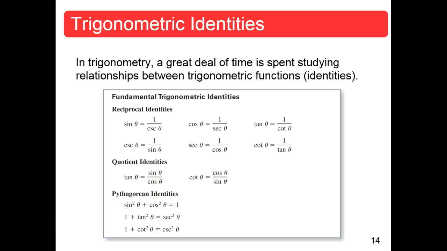The quotient identities, and I've also seen texts that use the name ratio identities. The big ones are tangent is sine over cosine. I've already been using that, and cotangent is cosine over sine, the reciprocal of that, okay? So those are your two quotient identities. And then comes your Pythagorean identities.